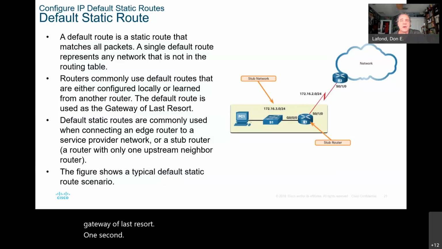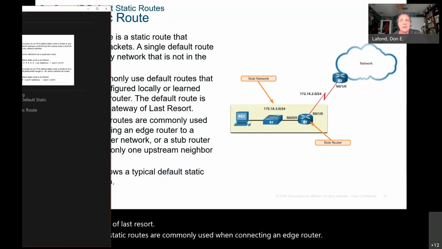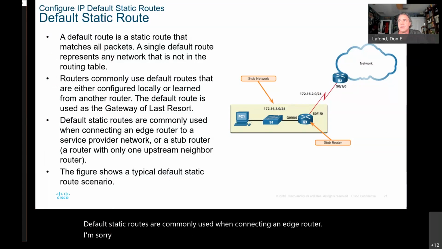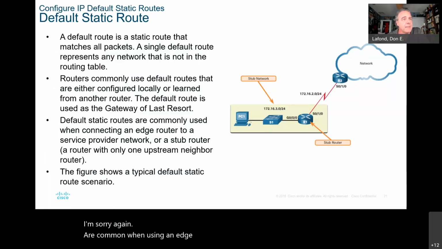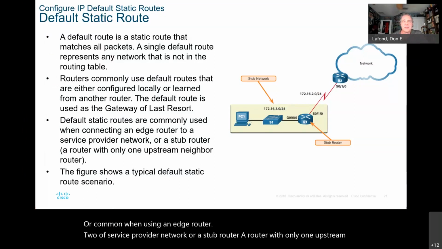Default static routes are common when connecting an edge router to a service provider network, or a stub router, a router with only one upstream neighbor. The figure shows a default static route.